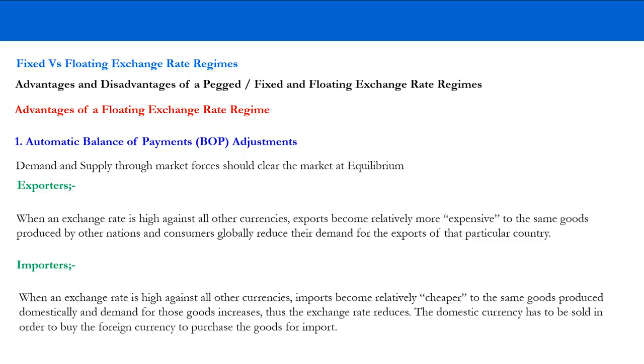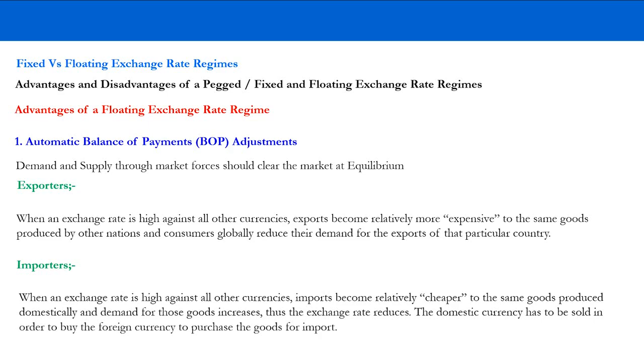The currency has gone too high, and the importers on the other side are essentially buying the currency first in order to pay for the exporting country's goods. So when the currency goes too high, a country's exports become more expensive. Now let's think of this from the importer's perspective. When an exchange rate is high against all other currencies, imports become cheaper than the same goods produced domestically, and demand for those goods increases. So the exchange rate is supposed to automatically adjust.